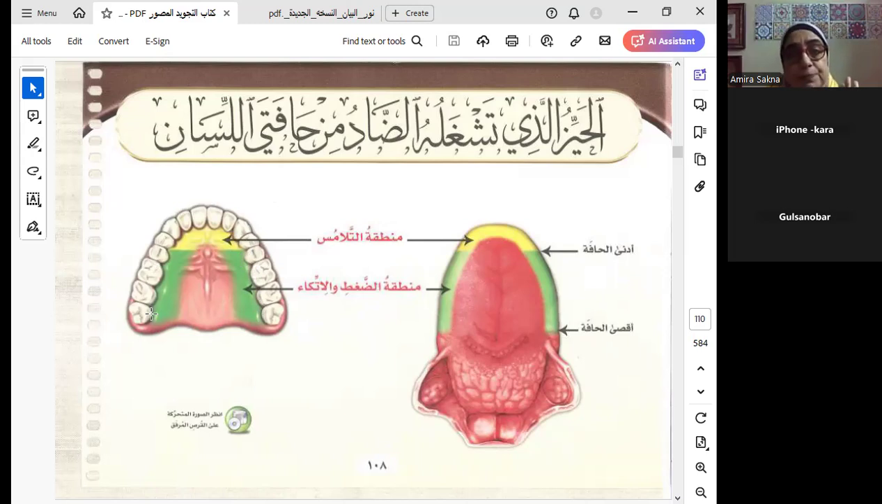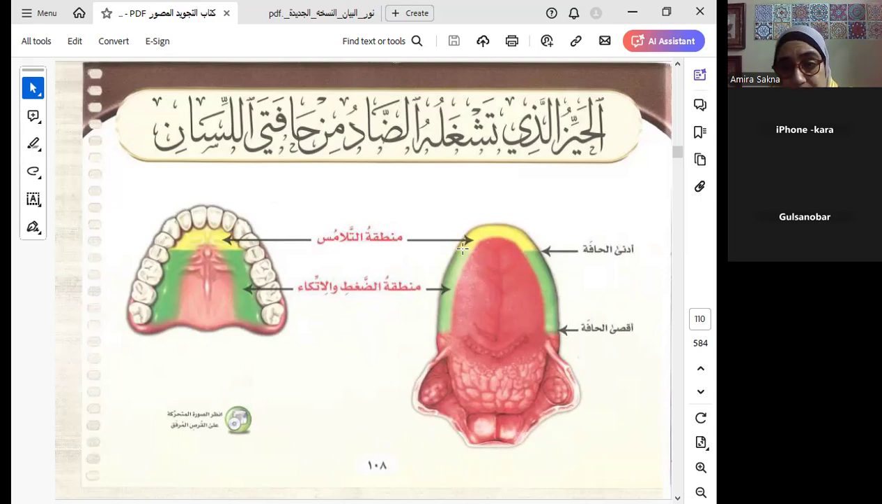Again, letter Dod is pronounced how? By pressing the edge of the tongue, from the farthest to the nearest. We press this area against the inner part of the upper molar from both sides or one side. Some people produce it from one side, right or left, and some from both sides. This is the area where we are pressing.